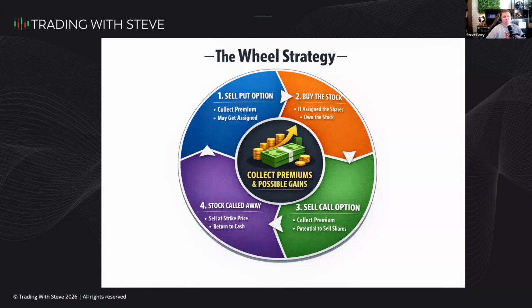So let me go over what the wheel strategy is. This is a system where you're trying to build weekly income from the options market. Whenever we talk about income, usually that means we're selling options. I like to be on the sell side of options.